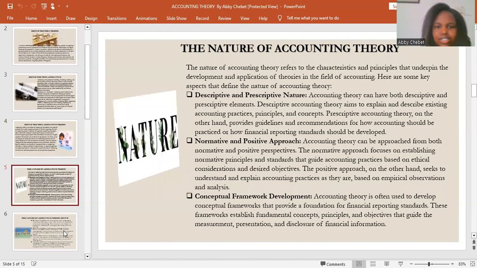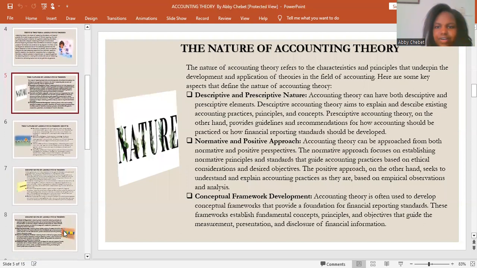The nature of accounting theory. So the nature of accounting theory refers to the characteristics and principles in the development and application of these accounting theories. And the first one is descriptive and prescriptive nature. Accounting theory can be either prescriptive or descriptive. Descriptive aims to explain and describe existing accounting practices and principles, while prescriptive, on the other hand, provides guidance or recommendations for how accounting should be practiced, okay? Or how financial reporting standards should be developed.